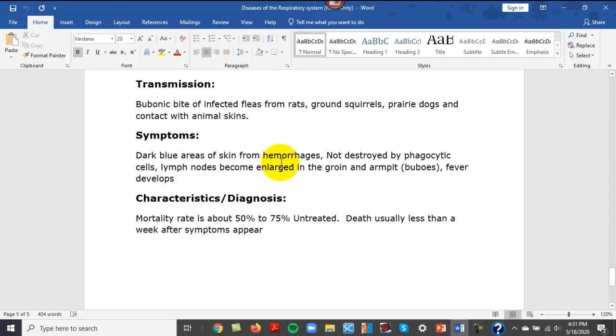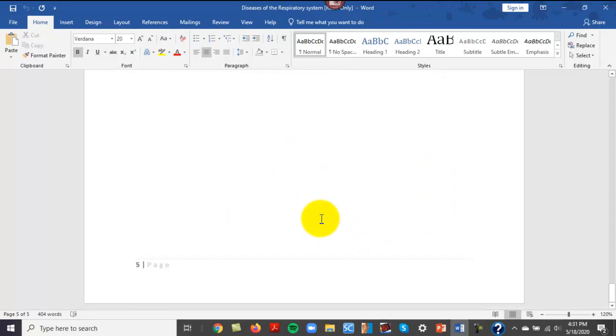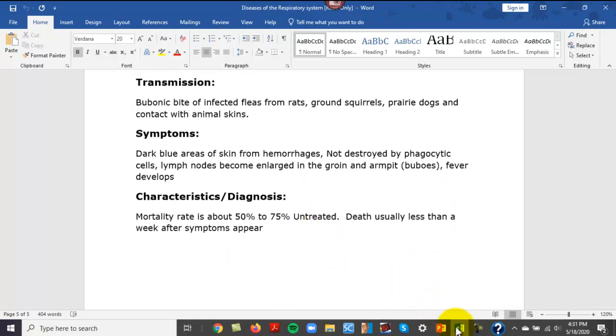So fleas on rats, ground squirrels. Dark blue areas of skin from hemorrhages, not destroyed by phagocytic cells. Lymph nodes become enlarged. They're called buboes. Fever develops. Bad stuff. Can be fatal fairly quickly. Mortality rate 50 to 75% untreated. Death usually less than a week after the symptoms appear. So bad. That's the end of it.